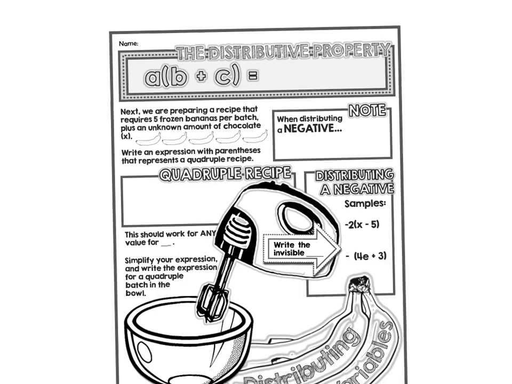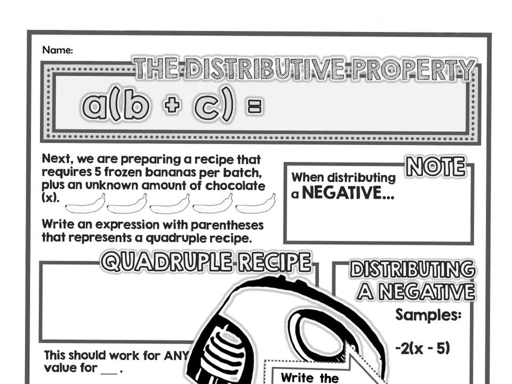Okay, today we are going to review the distributive property. One thing to note about the distributive property is that it's similar to doubling a recipe. When you distribute the variable or the term in front of the parentheses, you multiply it by each term inside the parentheses, just like you would if you were doubling or tripling a recipe, you would multiply each ingredient by 2 or 3. So here we have A times the parentheses B plus C.